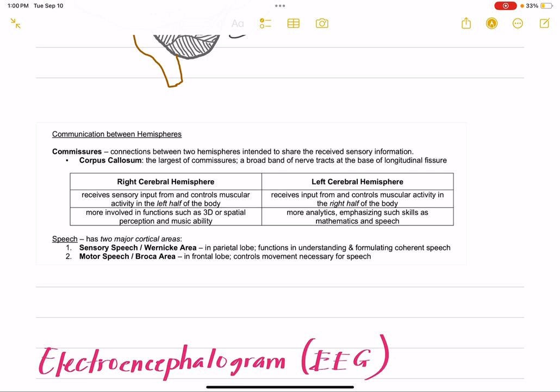Okay? So, our left hemisphere is for skills such as mathematics and speech. Okay. So, the right is for music. Okay. It can also be for the arts.